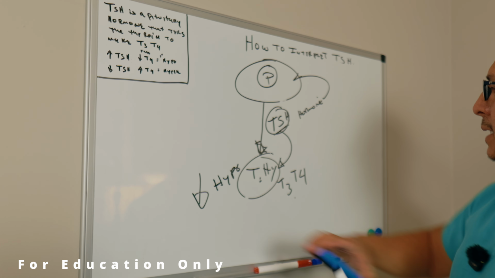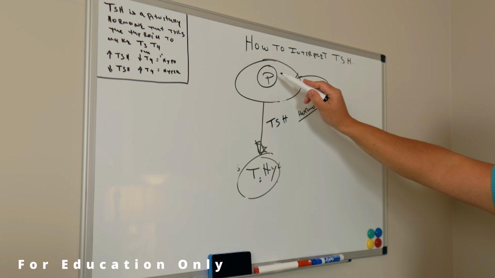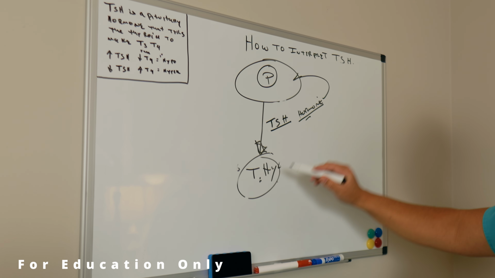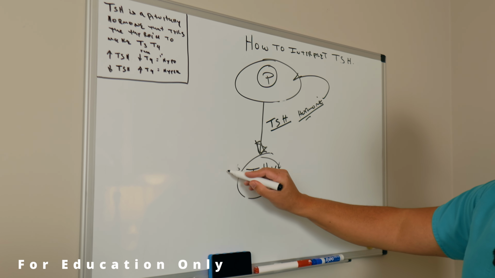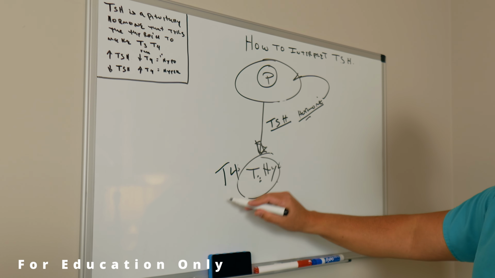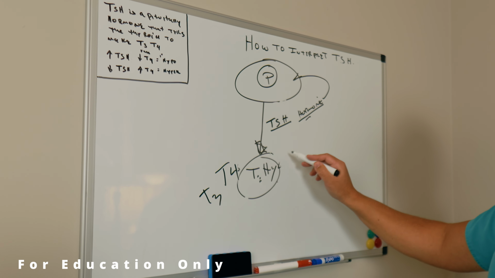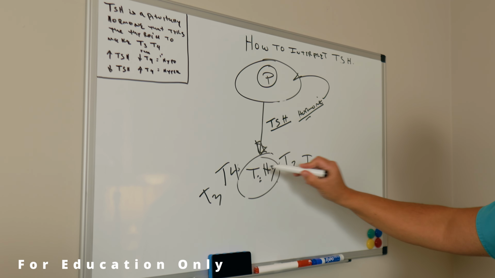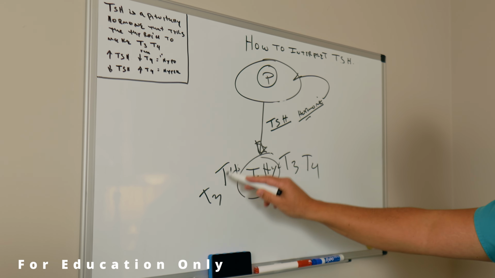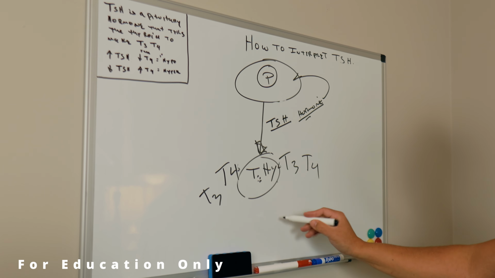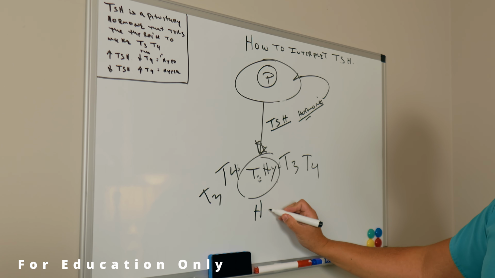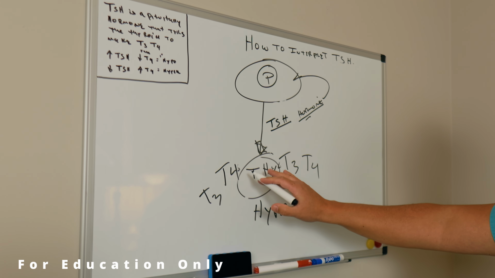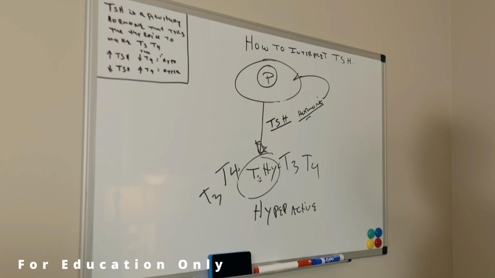On the other hand, if the pituitary gland sends very little TSH, the hormone, to the thyroid, and the thyroid is making a bunch of T4 and T3, this means that with very little signal, the thyroid is making a bunch of the T3 and T4, meaning that the thyroid is being hyperactive, which translates into hyperthyroidism.